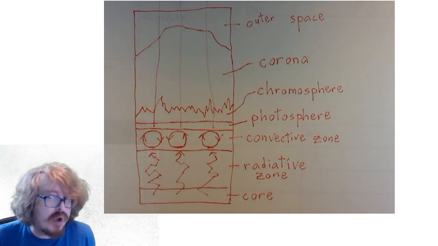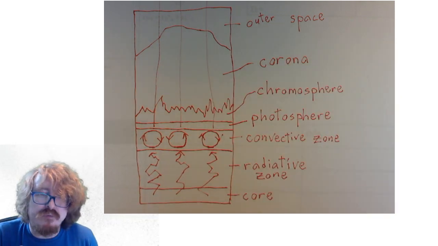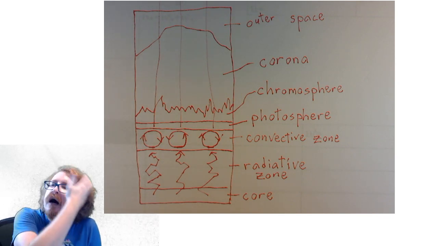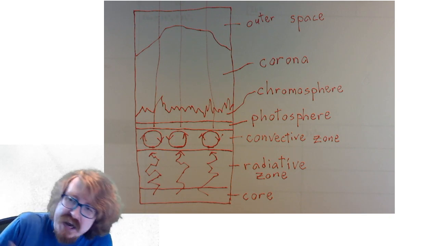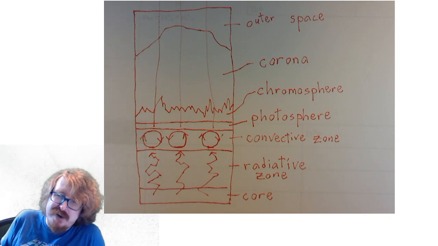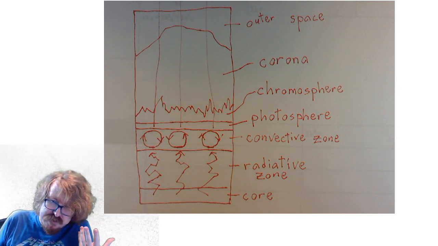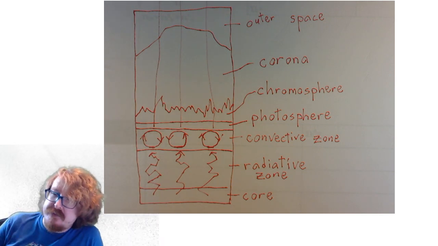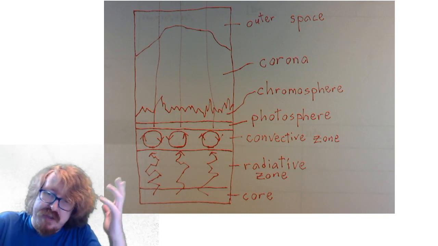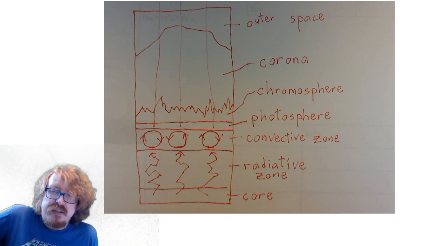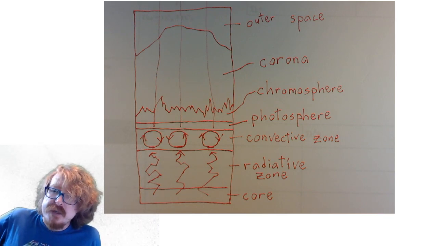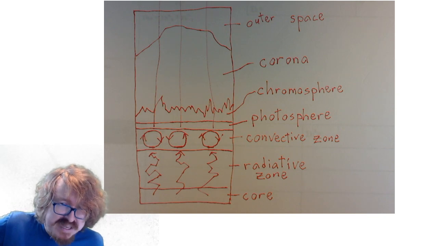Now, why is the corona so hot? We don't fully understand why the corona is so hot, okay? It is not well understood. We're still trying to figure that one out. It seems hotter than it should be based on a lot of our models, but we're working on it. I'm sure we'll figure it out. It's not going to be something that takes us hundreds of years to figure out. Now, 2 million Kelvin.